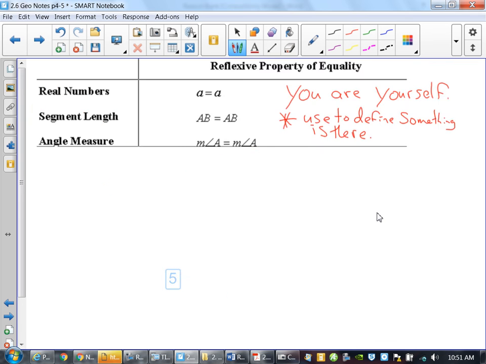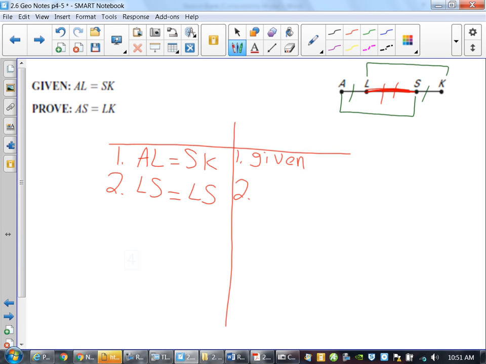Is that what I called it? Yeah, reflexive, sorry. Reflexive. You are yourself.